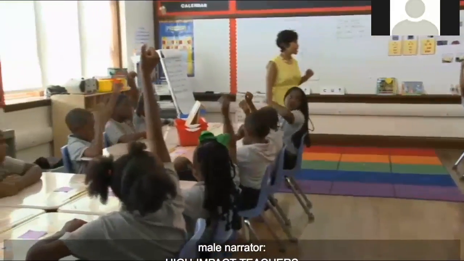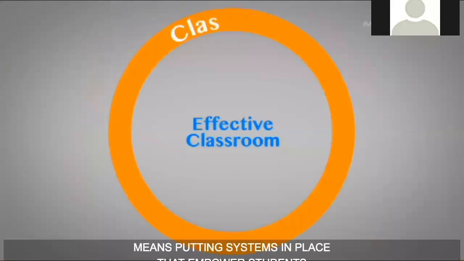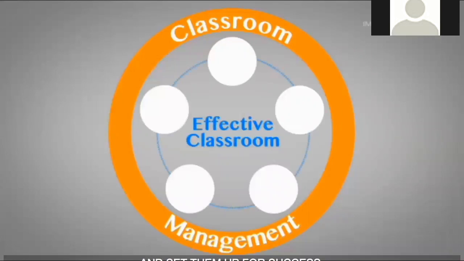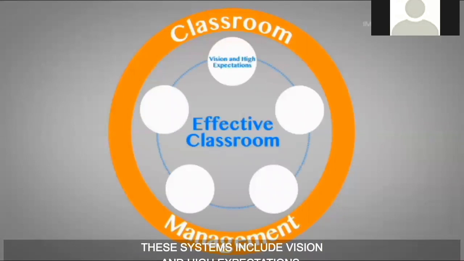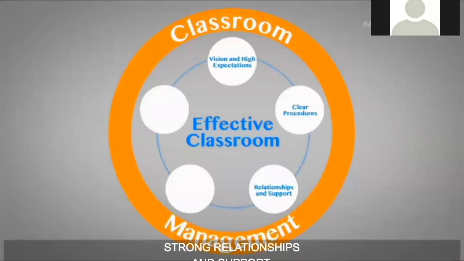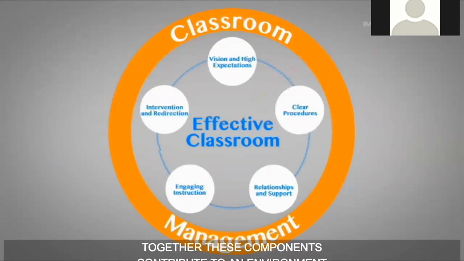High-impact teachers know that effective classroom management means putting systems in place that empower students and set them up for success. These systems include vision and high expectations, clear procedures, strong relationships and support, engaging instruction, and intervention and redirection. Together, these components contribute to an environment in which all students can succeed.